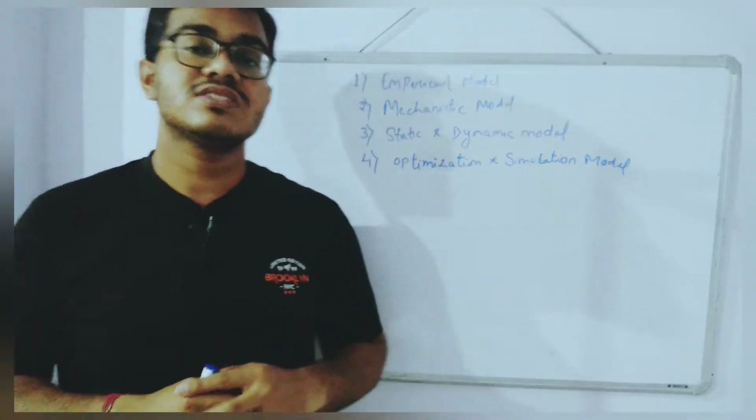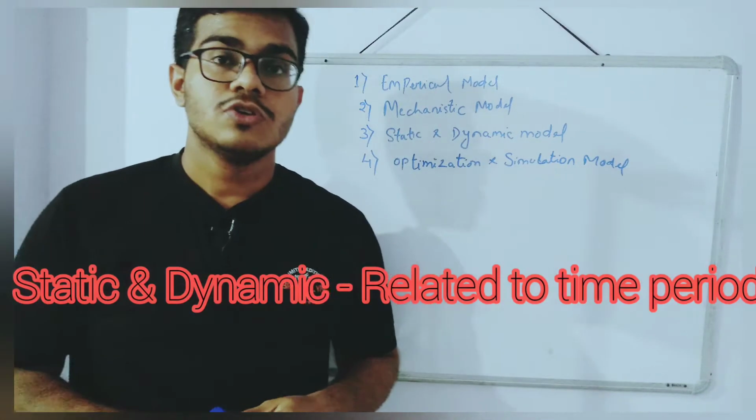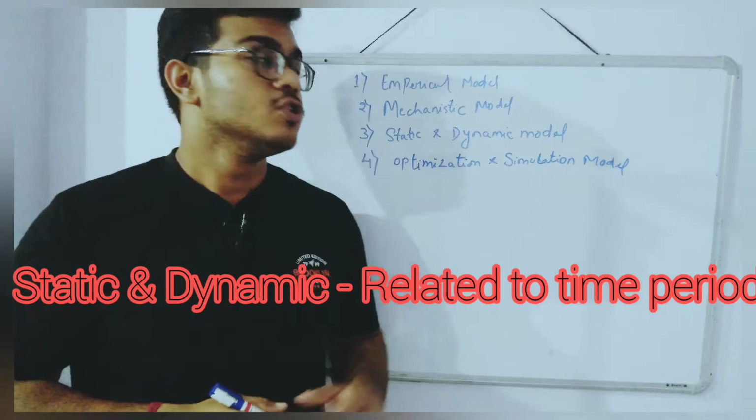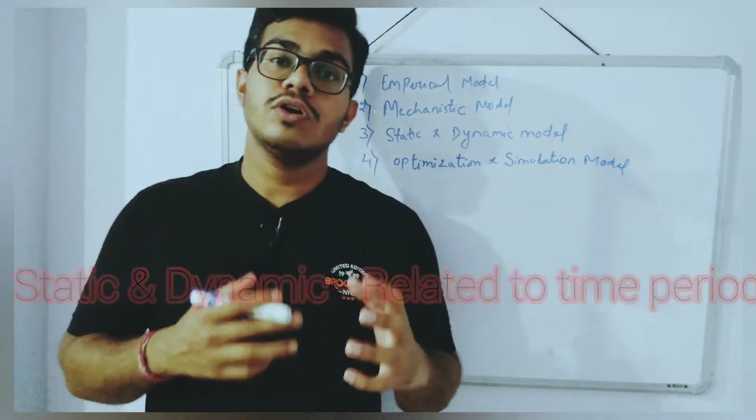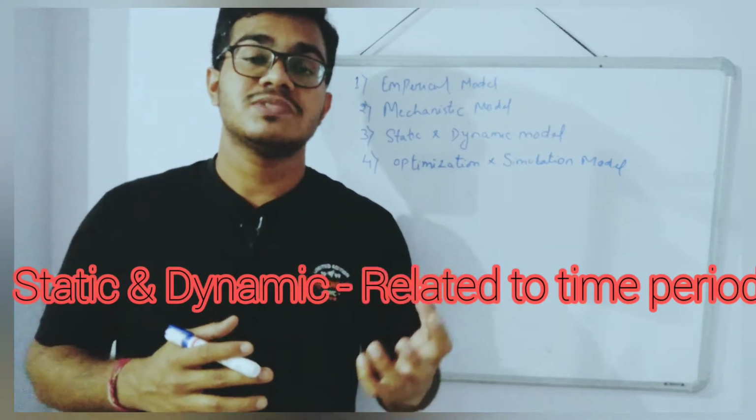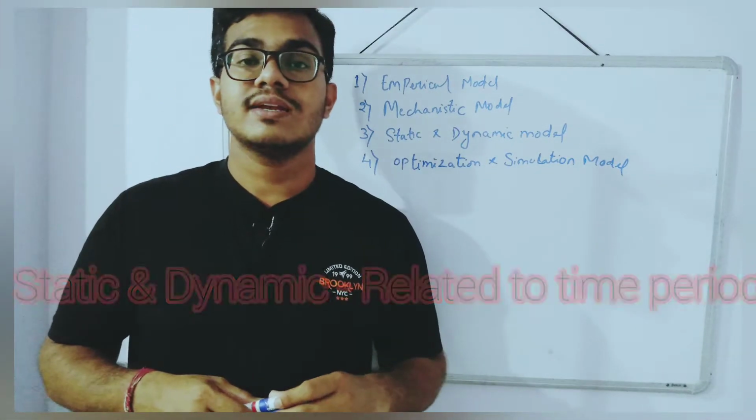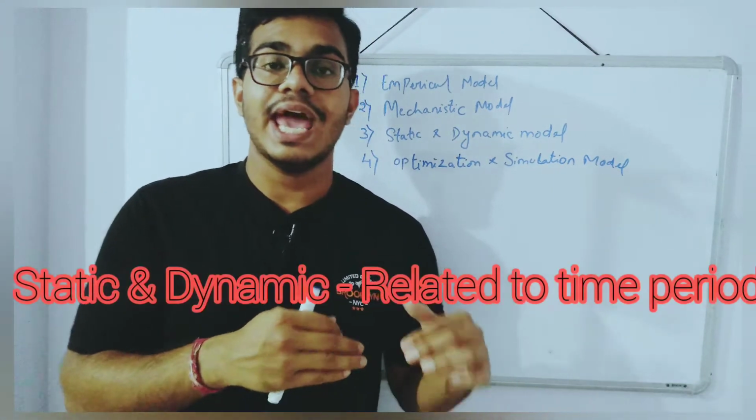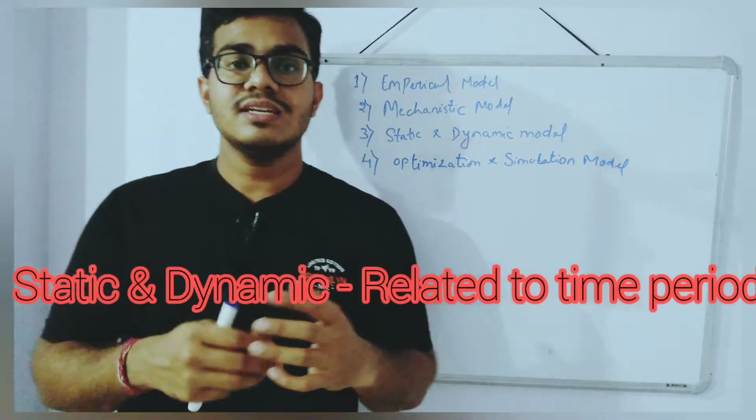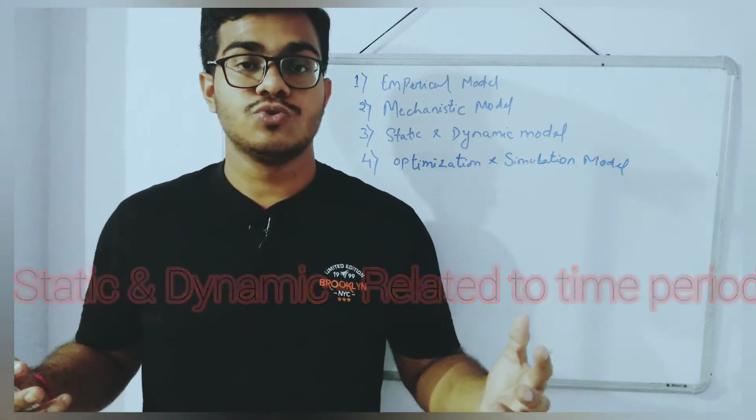And one more is the static and dynamic model. So what is this static and dynamic model? When we are going for certain cropping systems like intercropping, mixed cropping, relay cropping, or if you are going for any annual crop, biennial crop, or certain crops with long durations like jute and cotton.